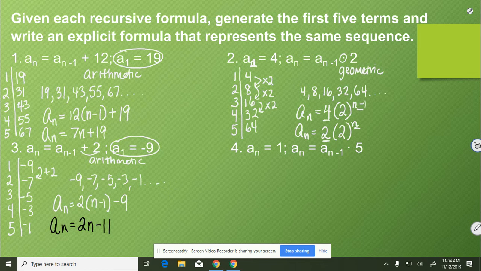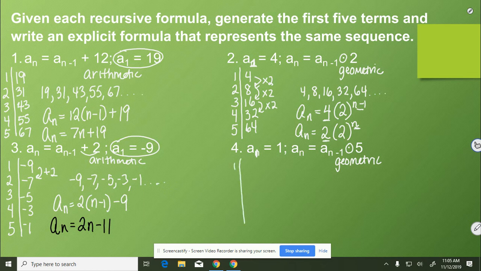Okay, last one that we're going to do together on these kind. A of n equals 1 is supposed to be a of 1 equals 1, where a of n equals a of n minus 1 times 5. So since it's times 5, we know this is a geometric pattern, and we're multiplying to get each term.